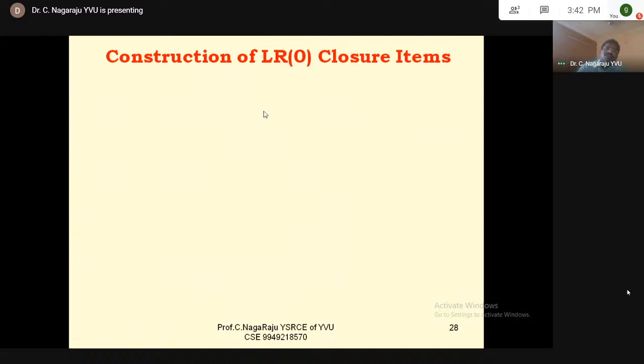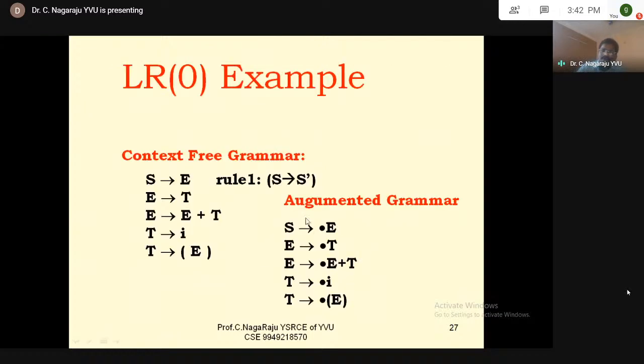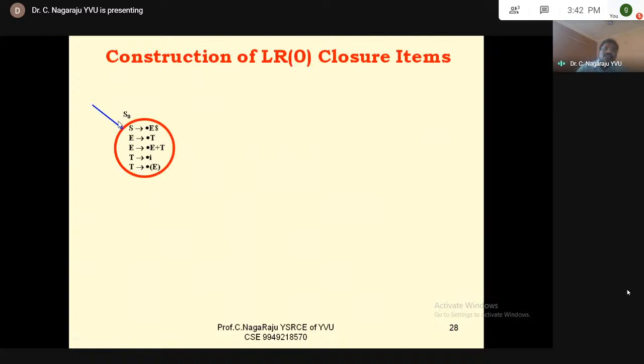For example, first we consider the augmented grammar. In the first state, we keep all the augmented grammar the same. We assume that S naught is the starting state. S tends to dot E, and the dollar is there. So for the starting symbol, we put the dollar symbol.